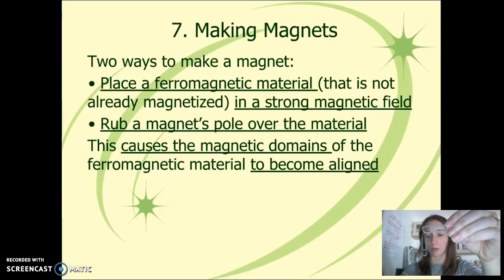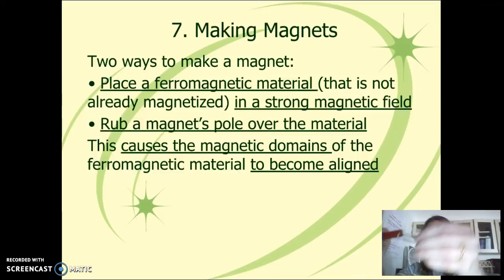So this paper clip, it's not going to maintain this magnetization. After a little while, this paper clip's going to drop. I'm not going to be able to pick it up again. But you can see it's retained some of the magnetization. When I rubbed the north pole of this magnet onto the paper clip, oh, there it goes, it caused all of the little atoms and domains inside the paper clip to align, and it caused it to become, temporarily anyway, magnetized. And yeah, it very quickly goes away.